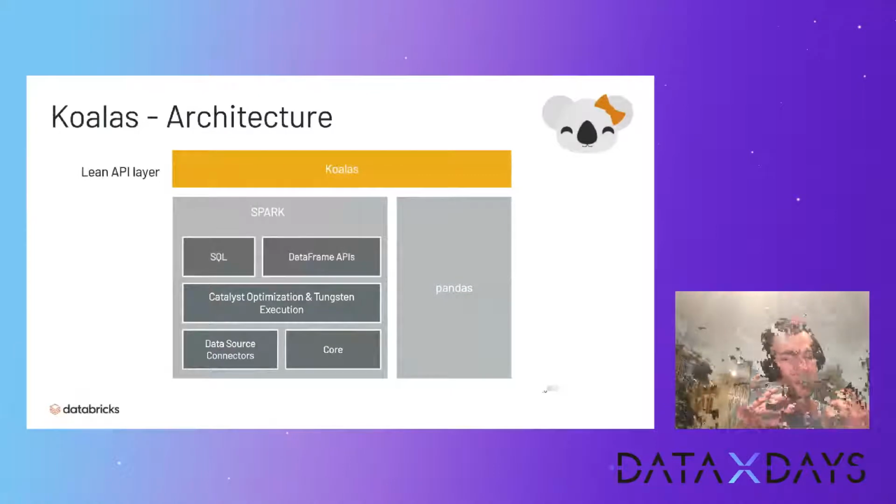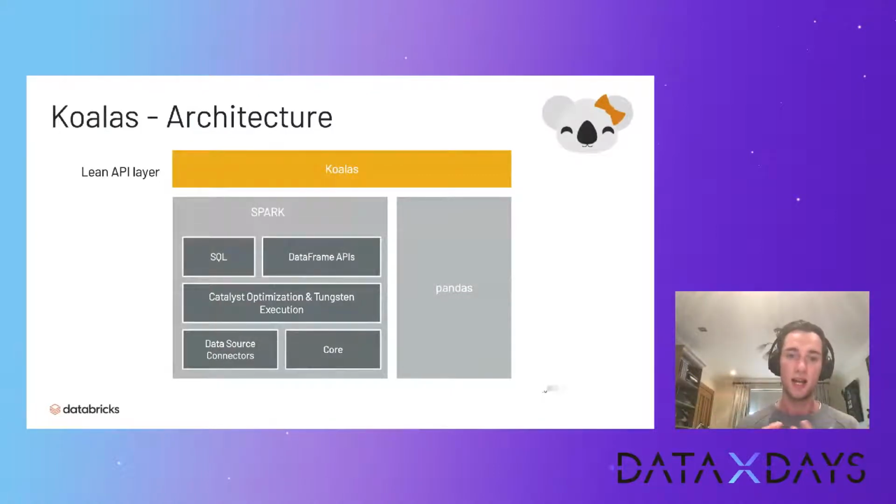Before I get under the hood of Koalas and how it's implemented, I just want to discuss where it sits in relation to both Spark and pandas. As I mentioned, we can essentially think of Koalas as this lightweight API layer that sits on top of Spark and pandas as well, interestingly. So we can reap the benefits of having the scalable advantages of Spark and all the underlying goodies that you get from Spark core, the different data source connectors, the underlying optimizations such as Catalyst and Tungsten execution, as well as having access to data frame APIs and the SQL engine.